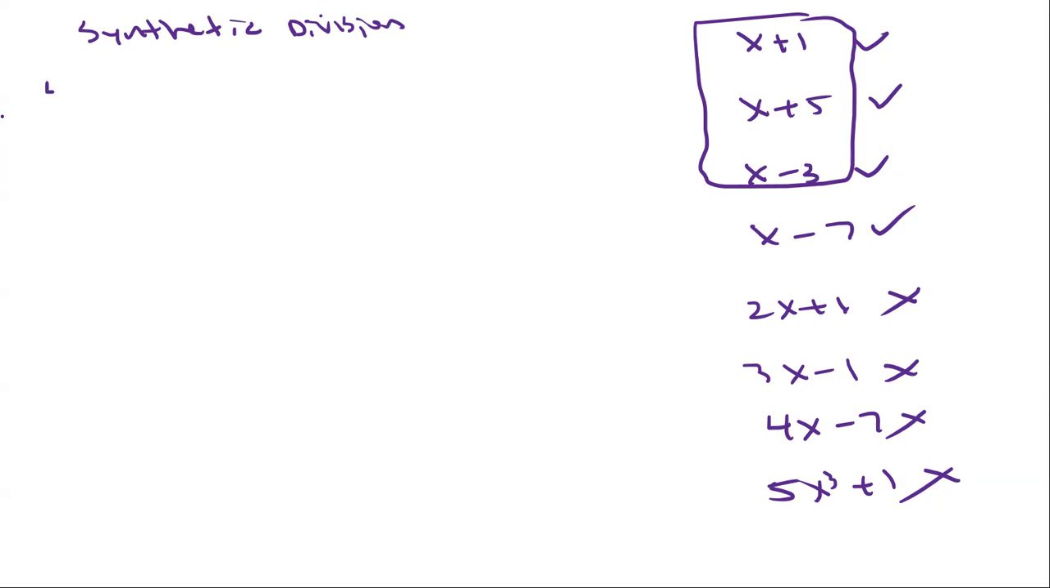So for example, I want to divide this 4x squared minus x plus 3 divided by x plus 2, okay? I want to use synthetic division, right? So what I can do is I can set the denominator equal to 0, okay? And that gives me negative 2. So I'm going to test whether this is divisible by x plus 2, okay?